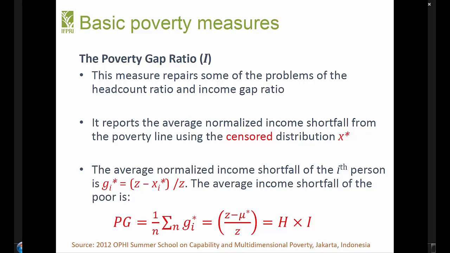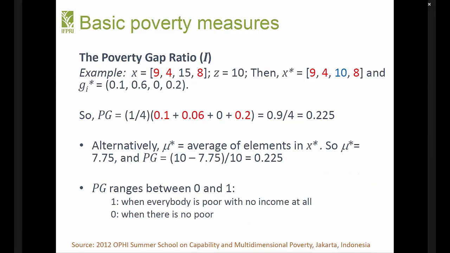So G is Z minus X, the censored distribution, all over Z. What that means is that instead of summing across only the poor people, Q, you're summing across everyone. And what that means is that the people who are non-poor have a shortfall of zero. You're changing their income, you're censoring their income at the poverty line so that you can count everyone.